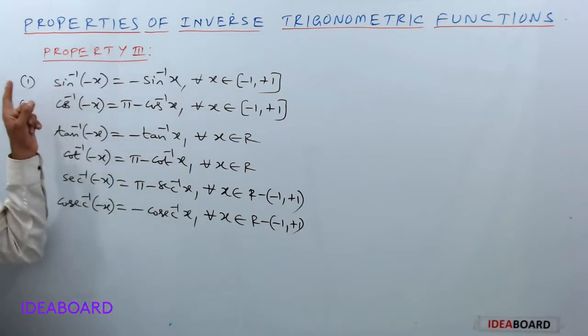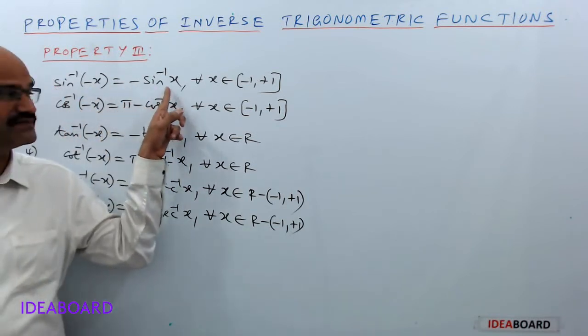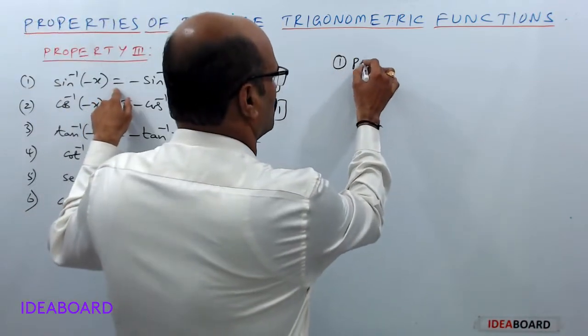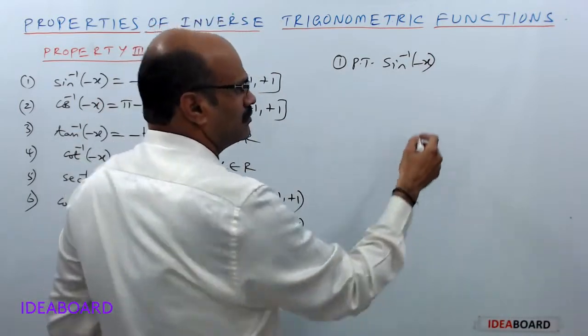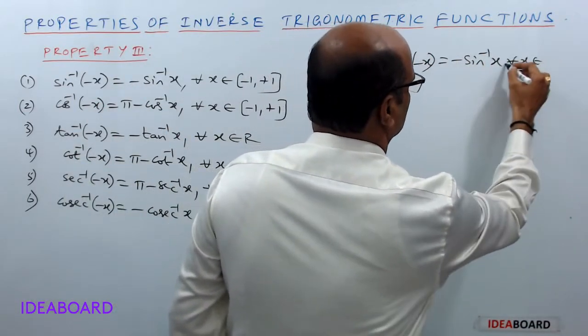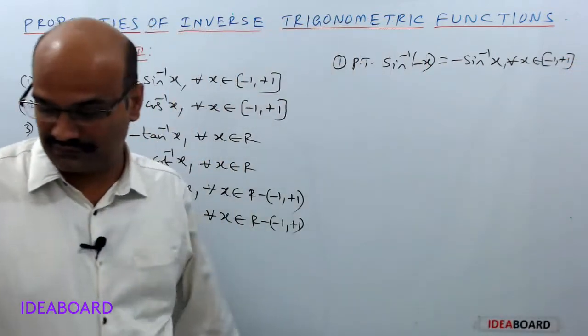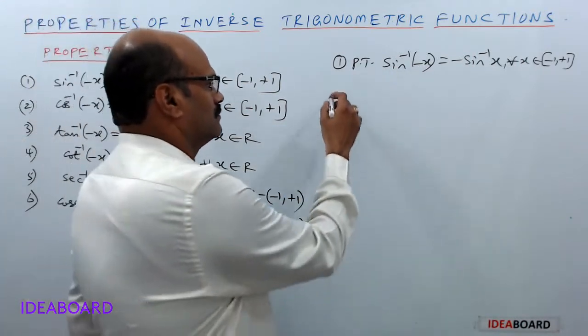Now, I prove that sin inverse of minus x equal to minus sin inverse x for all x belongs to minus 1 to plus 1. Proof.